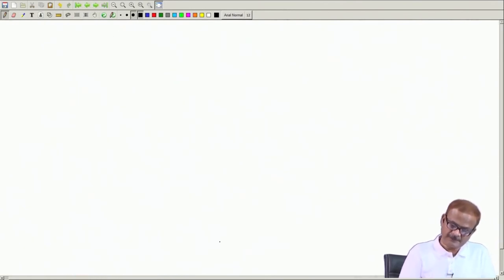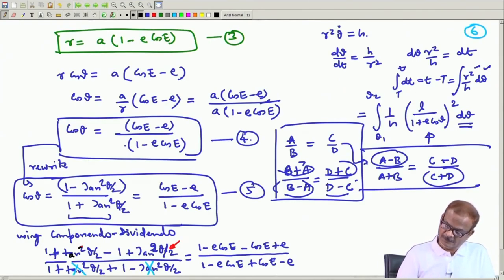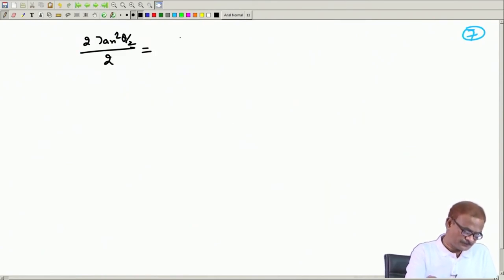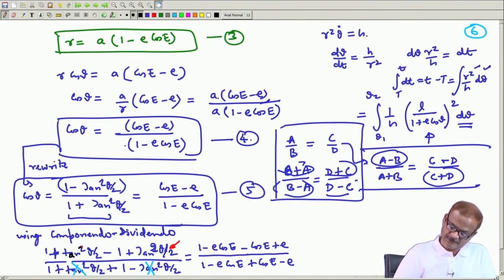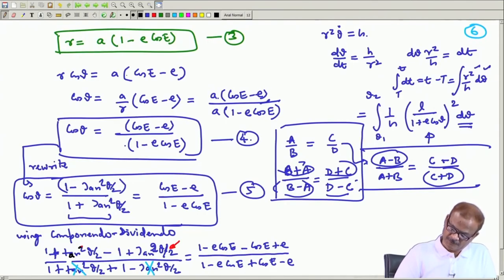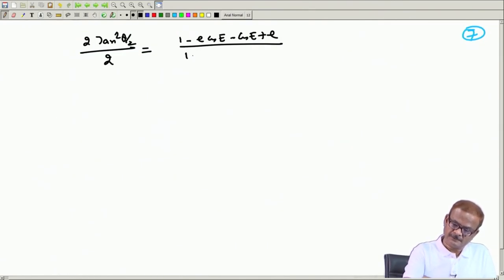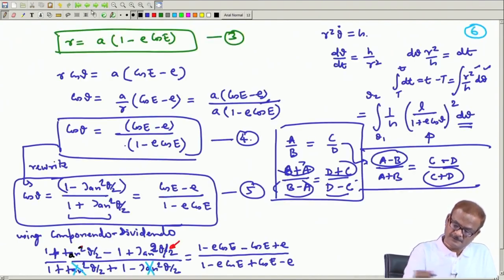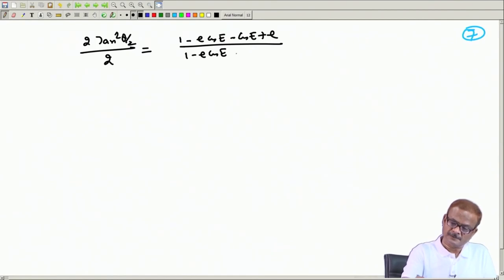And on the right hand side we have, as we can see from this place, 1 minus e cos E; we will write the whole term there, 1 minus e cos E, and thereafter we have minus cos E plus e. And the other term is 1 minus e cos E, and then cos E minus e. So, this is the term. So, these two will cancel out, will drop out.